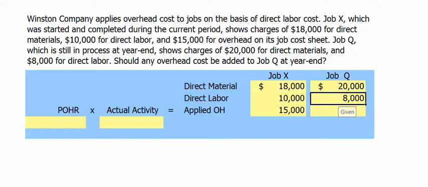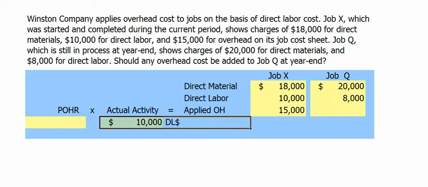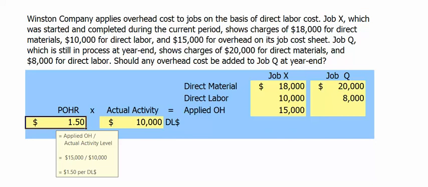In our first step, we need to calculate our predetermined overhead rate. To do this, we will use our actual activity level. Recall that overhead was applied to our jobs on the basis of direct labor costs. So we can determine our actual level of activity by taking simply our direct labor cost for Job X, and then our predetermined overhead rate will be equal to the $15,000 in applied overhead divided by this $10,000 in direct labor cost for a predetermined overhead rate of $1.50 per dollar in direct labor costs.